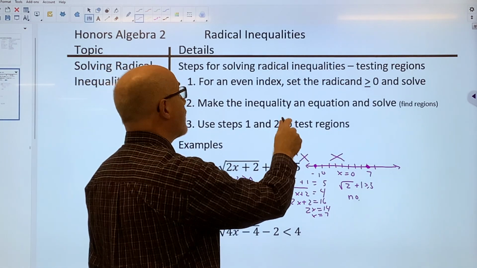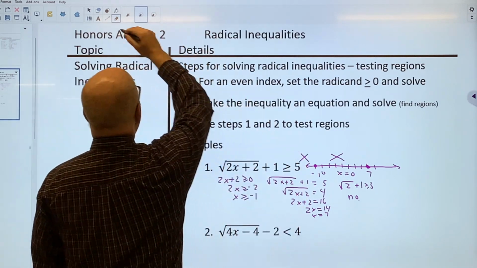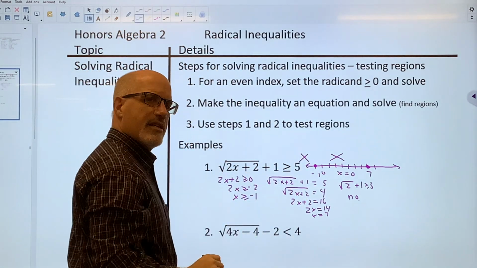Now I've got to be careful. If I'm thinking about number lines, then I want to be cautious that if I were graphing the answer, I'd have to erase that solid dot.